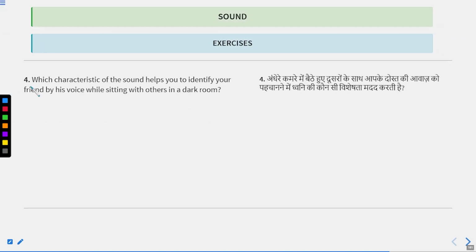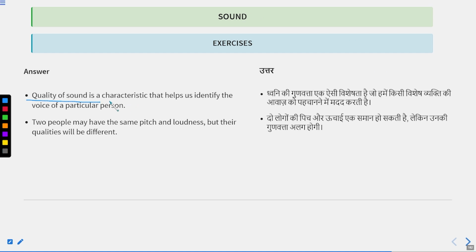Next question, question number 4 is, which characteristic of sound helps you to identify your friend by his voice while sitting with others in a dark room? Let's imagine you and your friend with other classmates are sitting in a dark room. Okay? So now which characteristic will help you to identify your friend's voice even if you are not looking at your friend? We have already discussed this in the theory part, that there is a term called quality of sound which includes loudness, pitch and how better the sound is, and this helps us to differentiate one voice from other voice. So this question's answer is quality of sound.